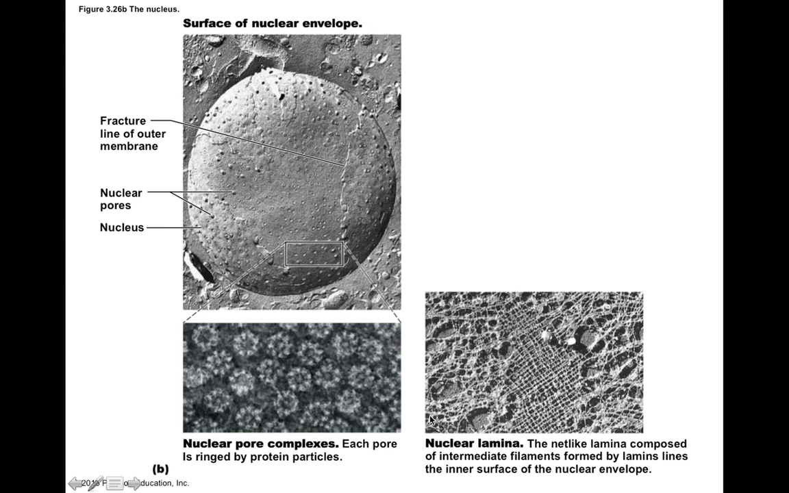Now, looking at the inner nuclear lamina, this is what would be adjacent to the inner nuclear membrane, and it actually supports the structure of the nucleus and makes sure that it maintains its shape. And it also serves as a nice scaffolding for DNA to attach to.